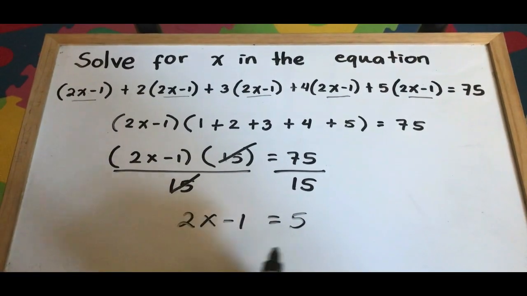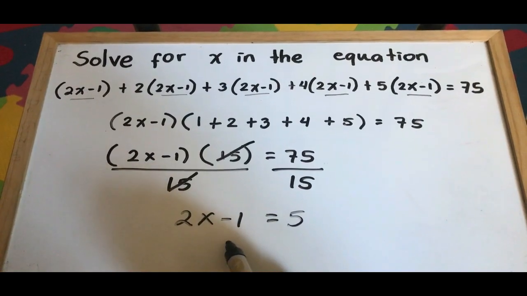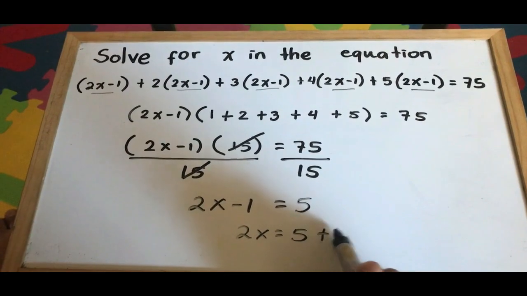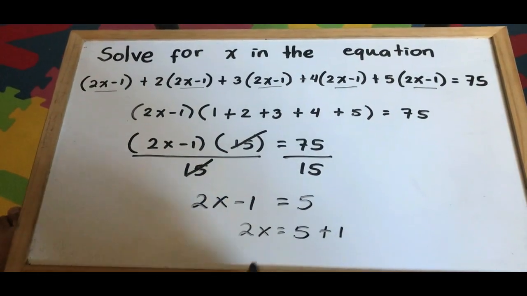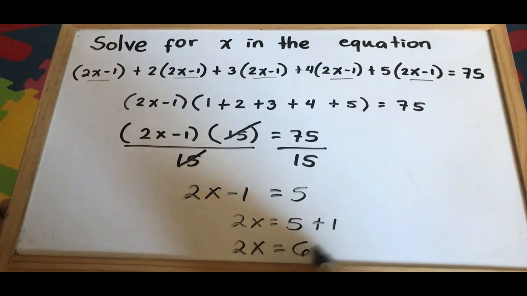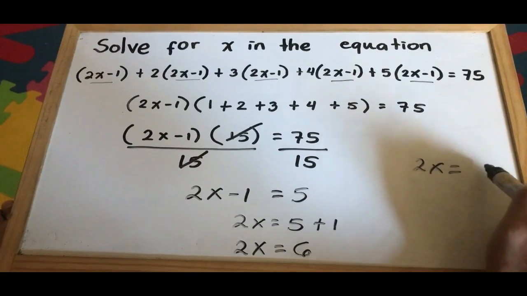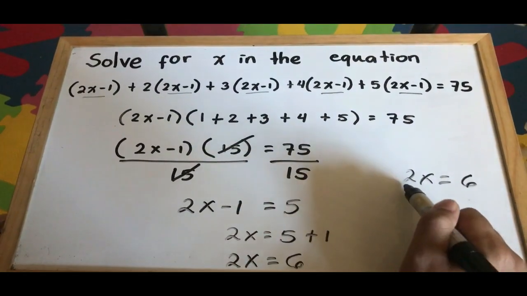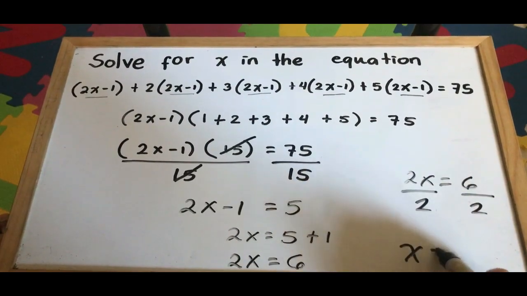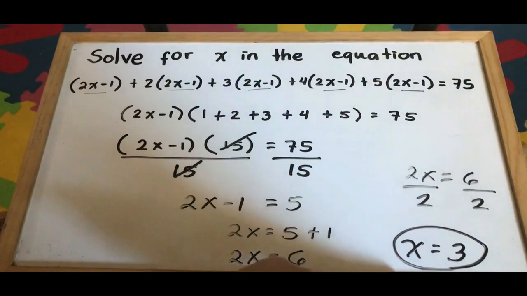75 divided by 15. Next, transpose negative 1. So, 2x is equal to 5 plus 1. 2x is equal to 5 plus 1, 6. So, 2x is equal to 6. To get x, divide by 2. So, x is equal to 3. So, the value for x is 3.